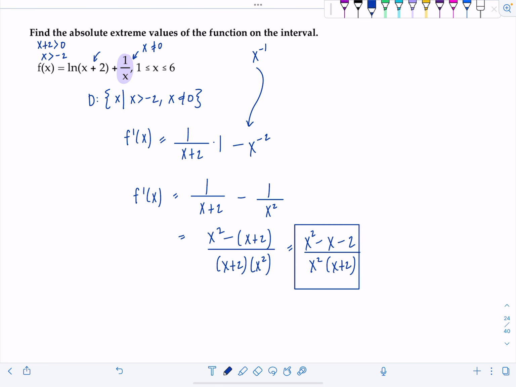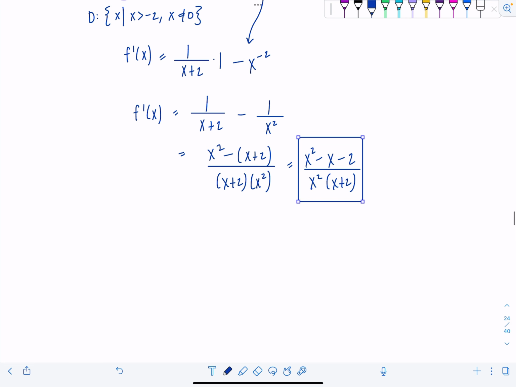Okay, so here we go. Critical value time. Okay, so critical values come from two places. What are they? Do you remember? Where f prime of x equals 0, that happens when the numerator is 0.